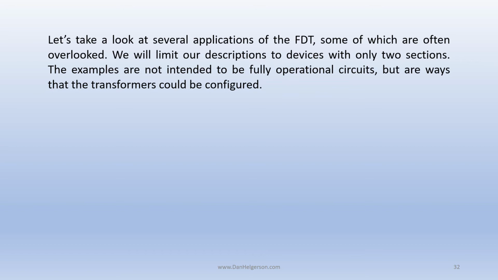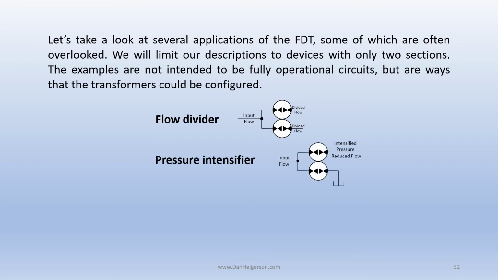Let's take a look at several applications of the FDT, some of which are often overlooked. We will limit our discussions to devices with only 2 sections. The examples are not intended to be fully operational circuits, but are ways that the transformer could be configured. First of all, of course, is the flow divider. We have an input flow that is divided equally on each side, or divided proportionally on each side. It can also be used as a pressure intensifier. In this case, as you can see, we have one side that is returning to the reservoir, the other side is going to do work, and you wind up with a reduced flow but higher pressure on the working side.